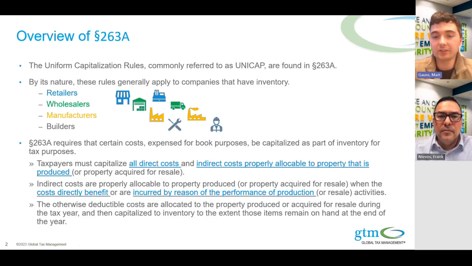The rules under Section 263A require that certain costs incurred in the production of inventory and expensed for book purposes be capitalized as part of the cost of inventory for tax purposes, including all direct and indirect costs properly allocable to property produced when the costs directly benefit or are incurred by reason of the performance of production activities. The otherwise deductible costs are allocated to property produced or acquired for resale during the tax year and then capitalized to inventory to the extent those items remain on hand at the end of the year.